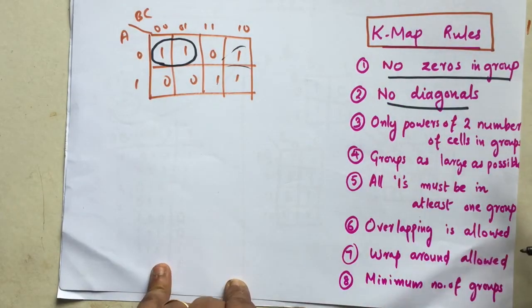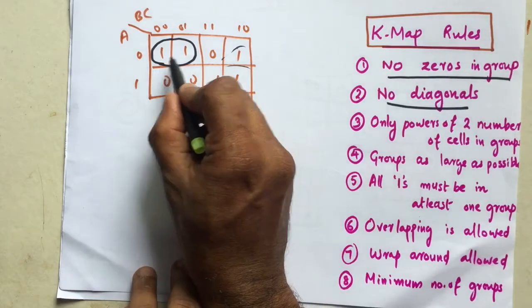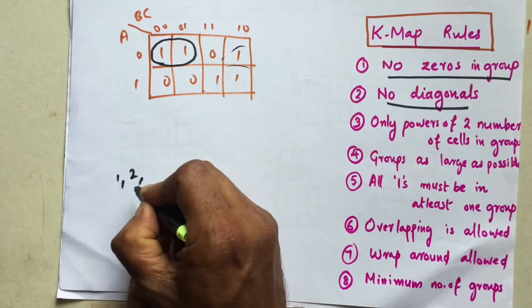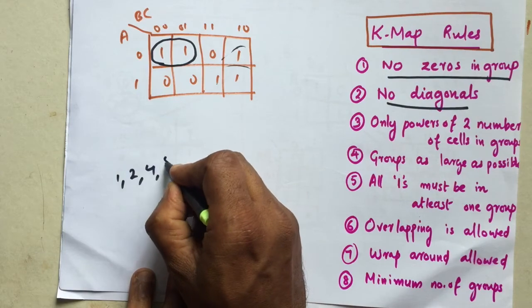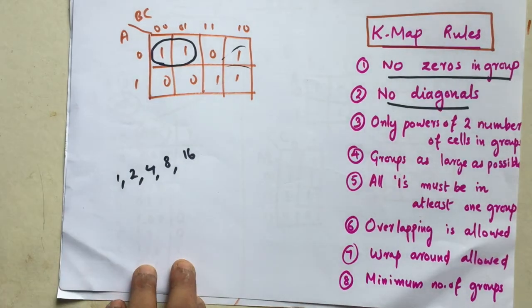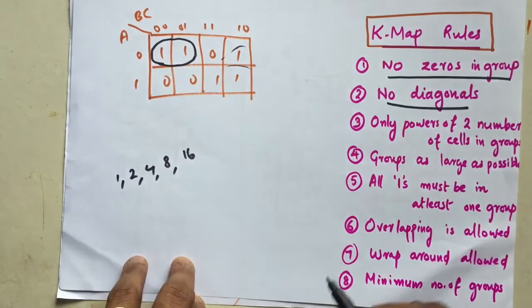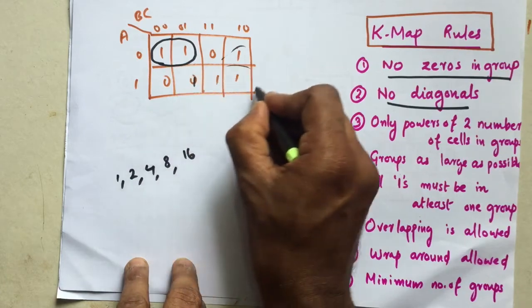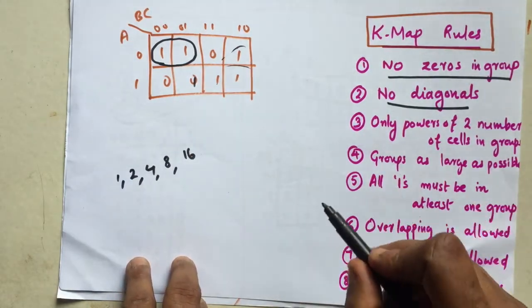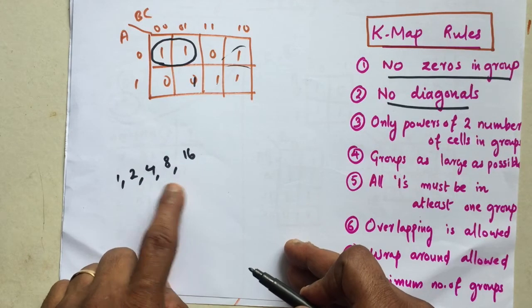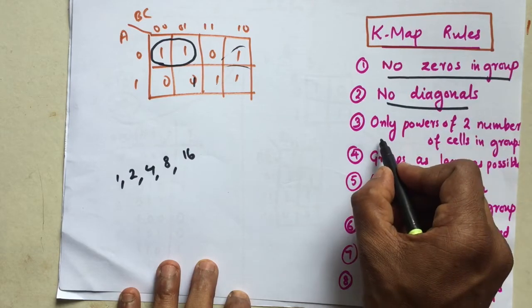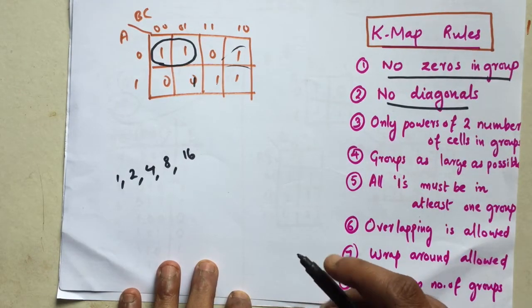Third one: only powers of two number of cells in a group. That means the number of ones in a group should be either 2 raised to 0, that is 1, or 2, or 4, or 8, or 16, like that. Here there are 2. Suppose there are 3 ones in a row, 1, 1, 1. I cannot group like this, because the number of ones in a group should be 2, or 4, or 8, or 1, or 16, like that. So that is the third one: only powers of two number of cells in a group.